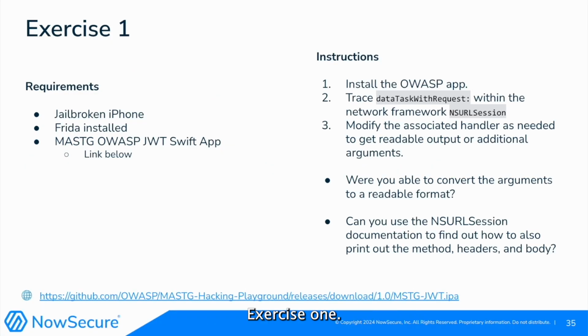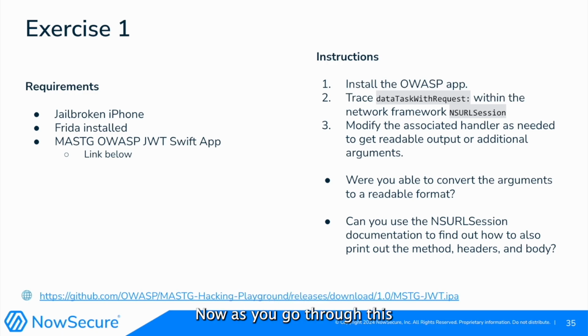Exercise 1. If you have access to a jailbroken iPhone, follow the link on this slide and download the MASTG OWASP JWT Swift app. Install it on your phone. Now follow the directions shown here. Feel free to pause while you follow the instructions. In the next section, we'll review the solution.